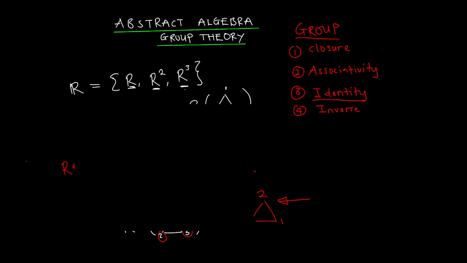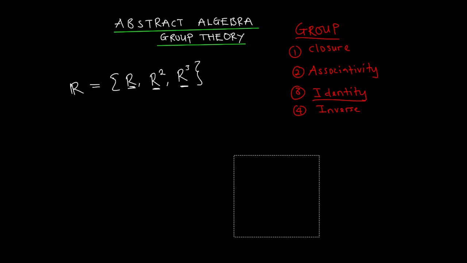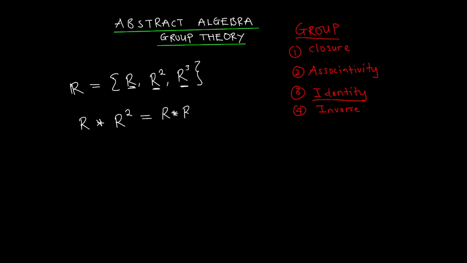You can test it for R composed with R squared. So you take this element R and you compose it with R squared. That will be equal to what? Again, you take R squared and then act it on a triangle 1, 2, 3. R squared here means rotate the triangle twice, right?